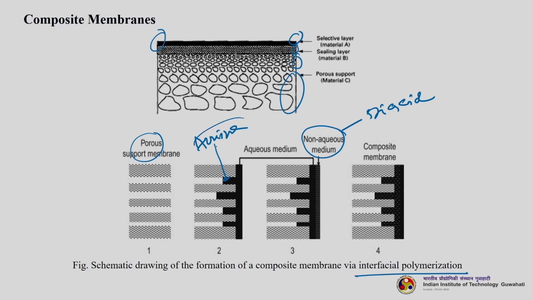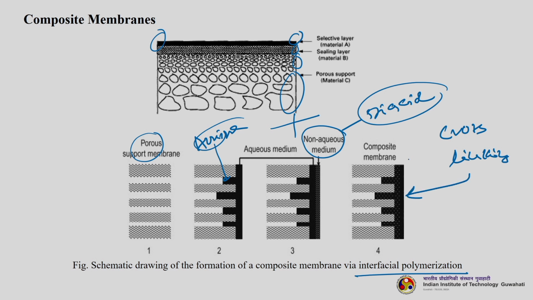This amine and diacid will react with each other and do cross linking. This cross linking will result in the polymers. Now you are seeing the cross linking reaction happening here, then it will become a polymer structure, and it will be so nicely attached to the pores of the membrane support that it will not come out easily, because it has been developed by reaction. This is how, by interfacial polymerization, you develop different types of composite membranes.